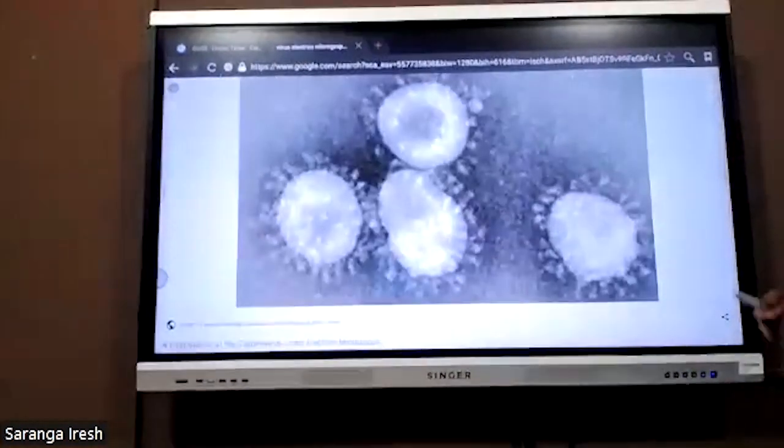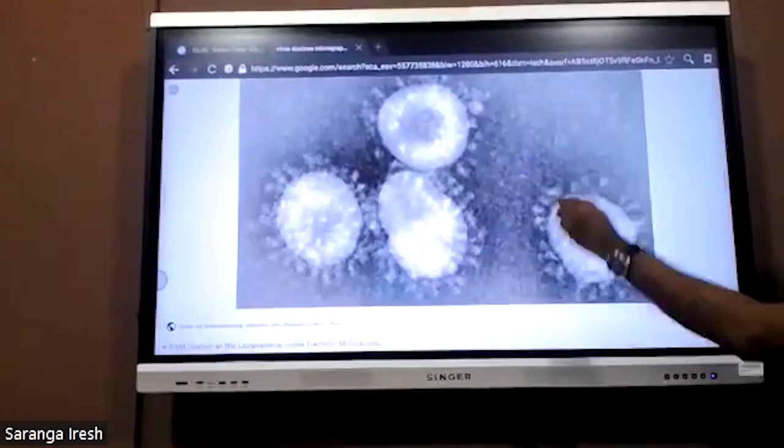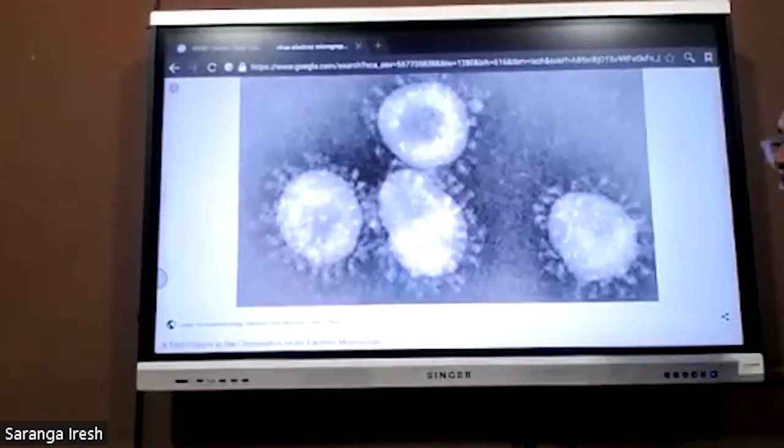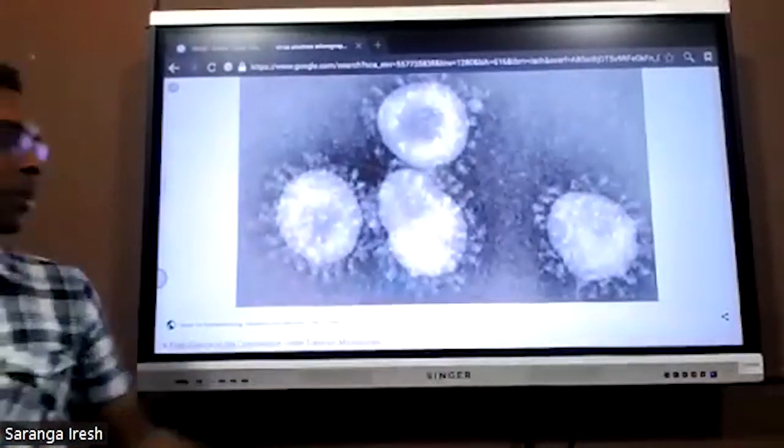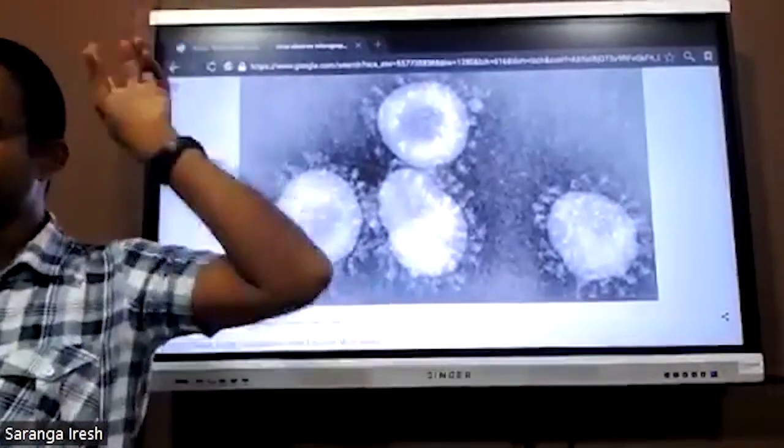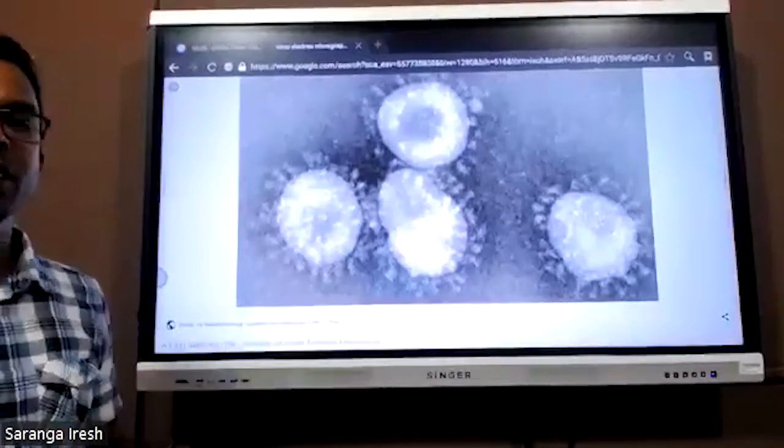This is the COVID-19 virus. These are those spikes. It's called coronavirus because of the crown-like shape. Because of the spikes, it looks like a crown. That's why the name corona was given.